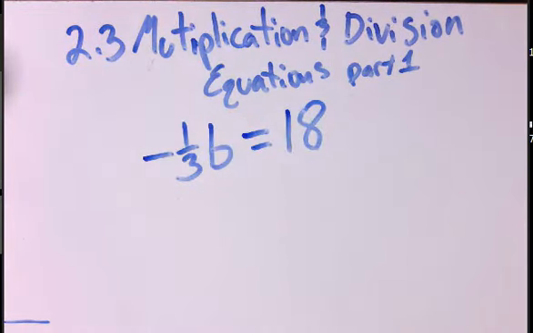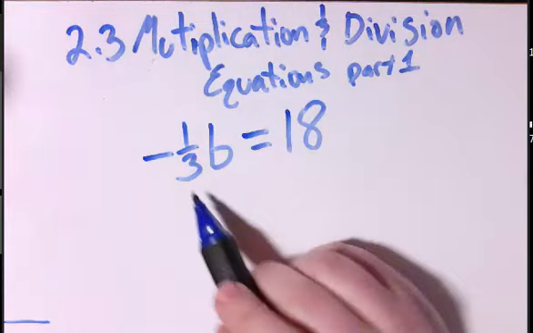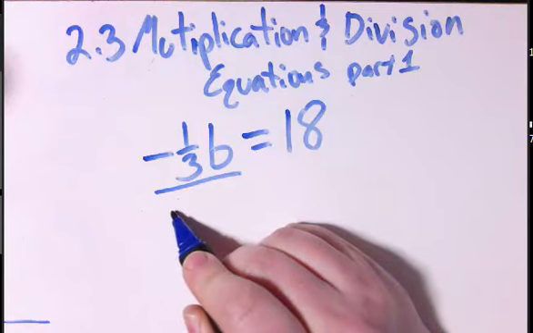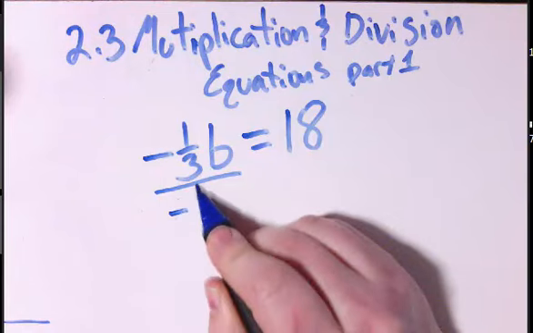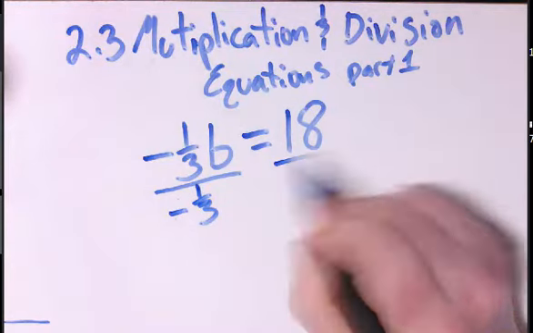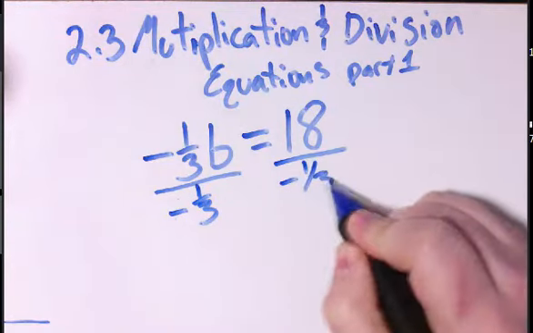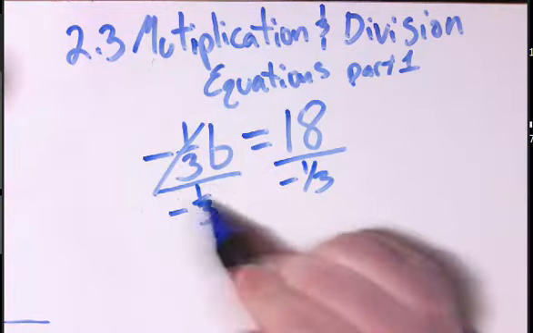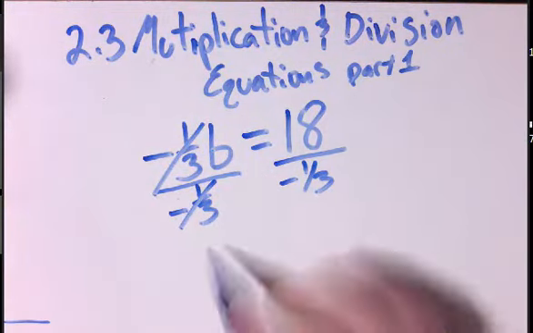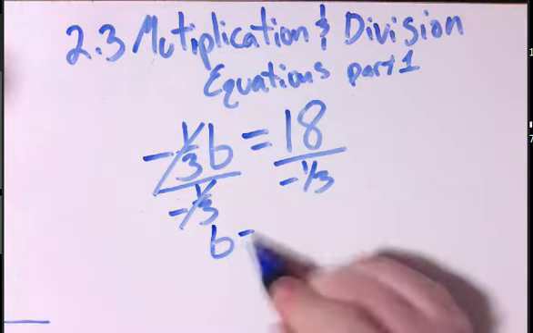Alright, so for our next example, we have a negative a third b is equal to 18. So we can look at this as dividing by negative 1/3. Remember, when we do to one side, we do to the other side. So these are going to cancel each other out, because remember, that's just going to be looking at 1b. So b is going to stay the same on this side.